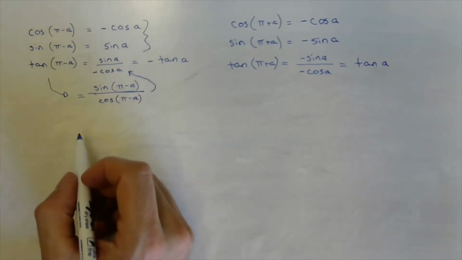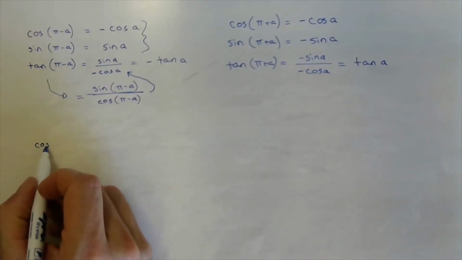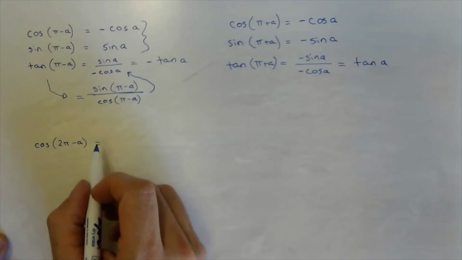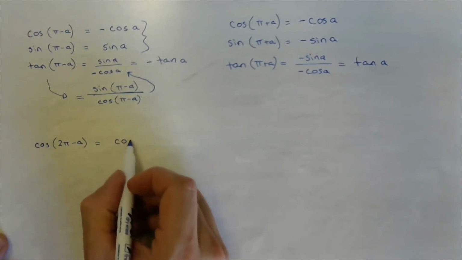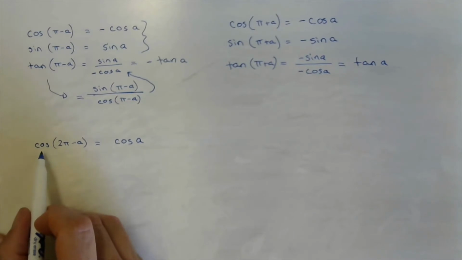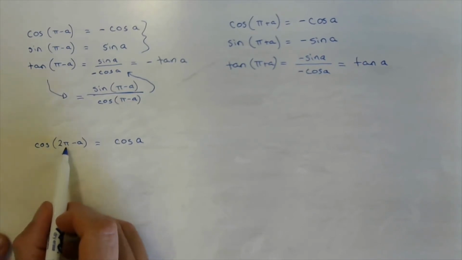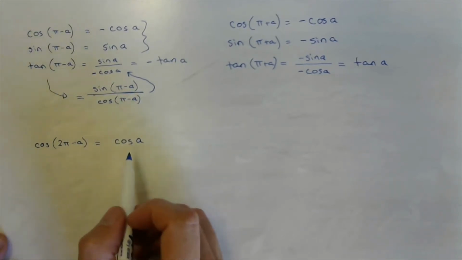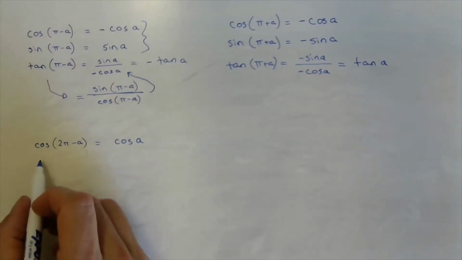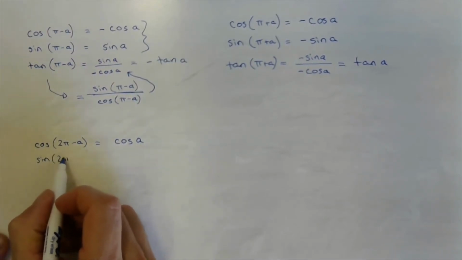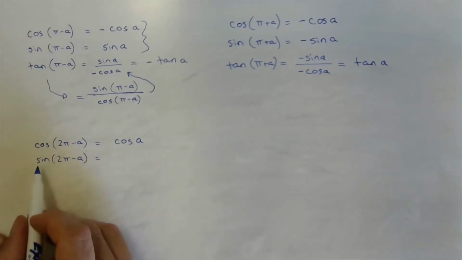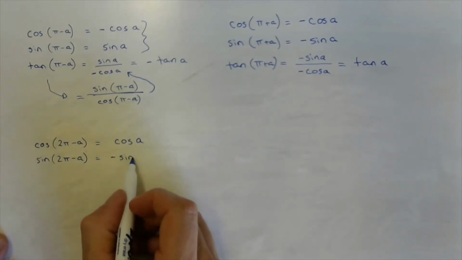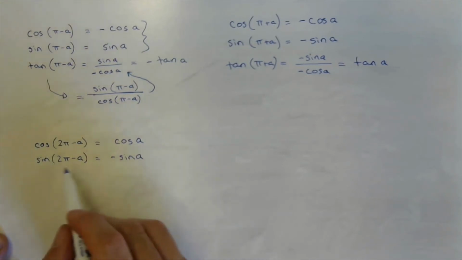And your third set is cos of 2 pi minus a. We determined that was equal to the cosine of a, because it's equal to the cosine of 0 minus a, which is just the cosine of minus a, and the cosine of minus a is equal to the cosine of a. Okay? Then we have the sine of 2 pi minus a, which again is just the same as the sine of negative a, which is the same as negative the sine of a. You can refer back to those diagrams if you're not sure how we did that.